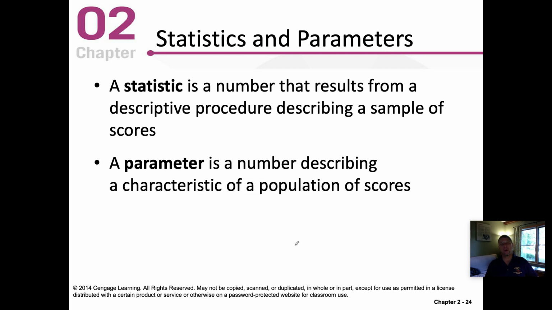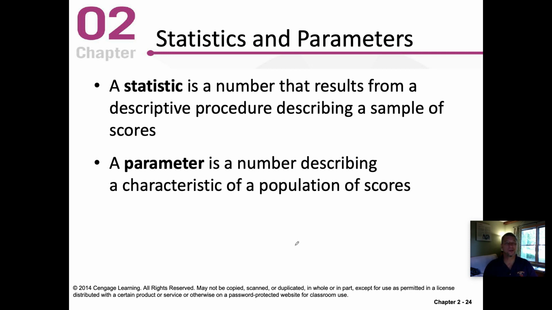Now, we've used this word statistic a great deal over the course of this chapter and the previous one. But by definition, what exactly is a statistic? Well, it is a number that results from a descriptive procedure describing a sample of scores. So, 10 squirrels in the control group versus 10 squirrels in the experimental group. You calculate a statistic to describe the differences between their scores, if any. There may not be any differences.